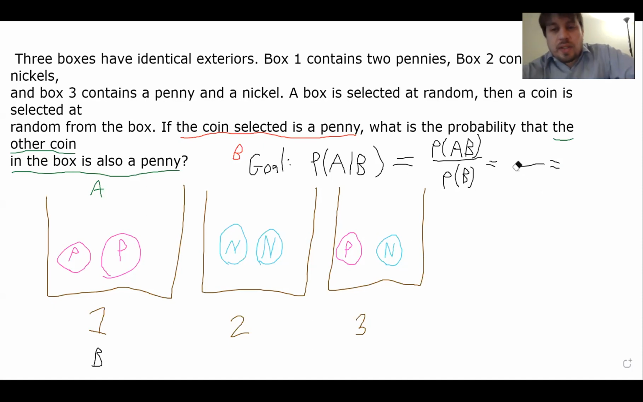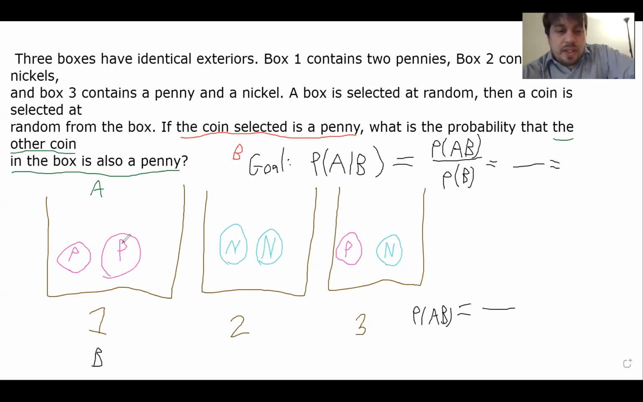Okay, so we want to find P(A∩B) over P(B). So the probability of A and B is, okay, so if a box is selected at random, then a coin is selected at random from the box. So the probability of A∩B, right? The probability of A∩B.